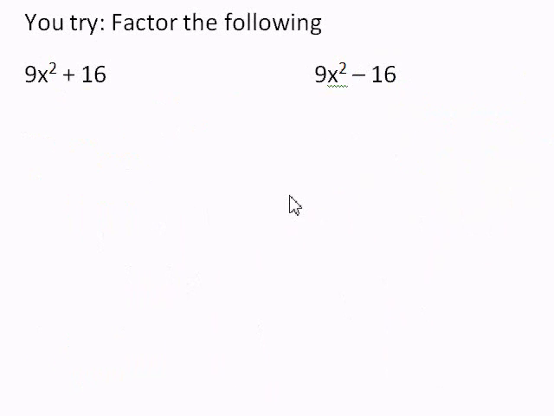Go ahead and try to factor the following, pressing pause and press play when you're ready to see the answer. Now for the first one, you notice you do have two terms that can be square rooted, but they're separated by a plus sign. And we're never going to be able to add two numbers to give us 0x's in the middle if this is a plus 16. Now, I know you probably could have tried that out, but in the end, you're going to find out that this one is prime.